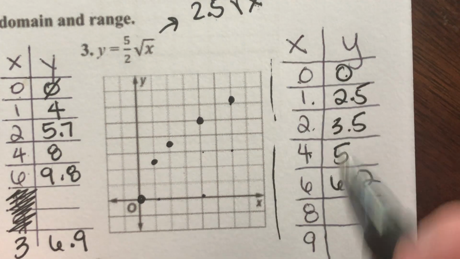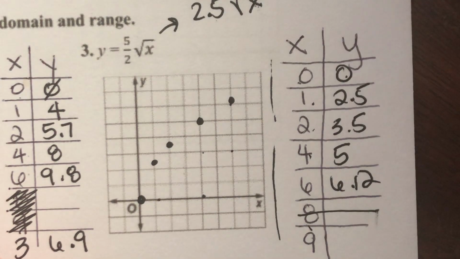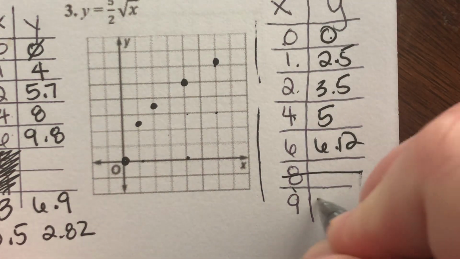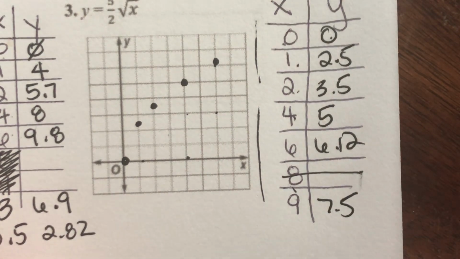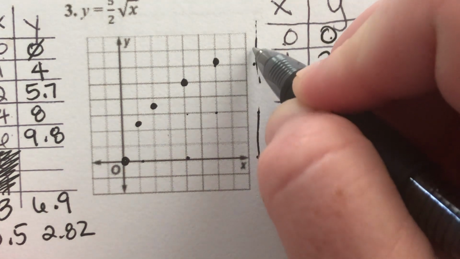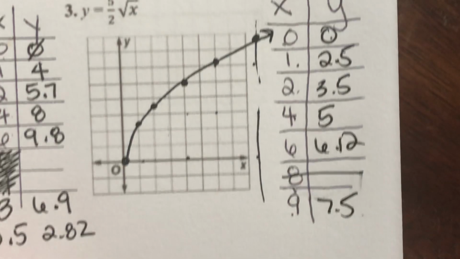Square root of 9 is 3. And 3 times 2.5 is 7.5. So when x is 9, y is 7.5. So I'm going to go over 9, up 6, 7.5, about right there. So my graph looks something like that.